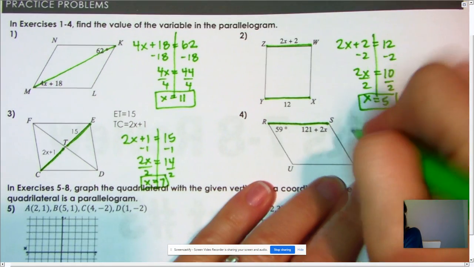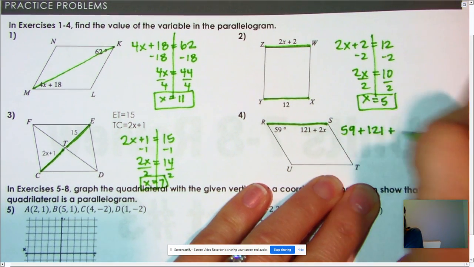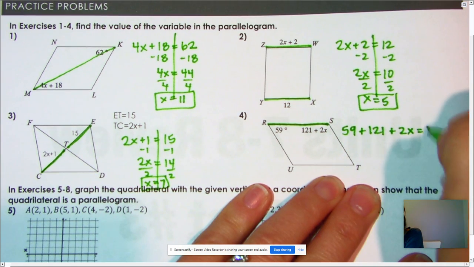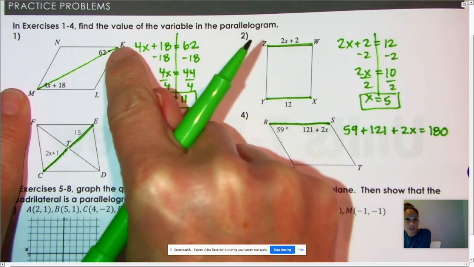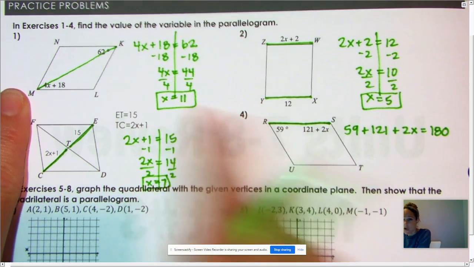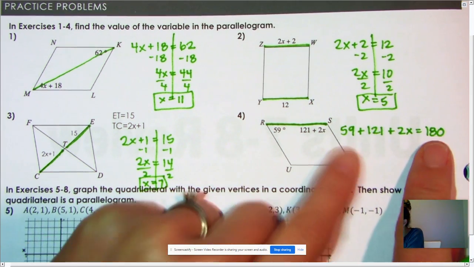So I'm going to write these out. 59 plus 121 plus 2x has to add up to make 180 degrees. So remember, when they're across from each other, they're equal to each other. When they're next to each other, they're supplementary. They add up to make 180.